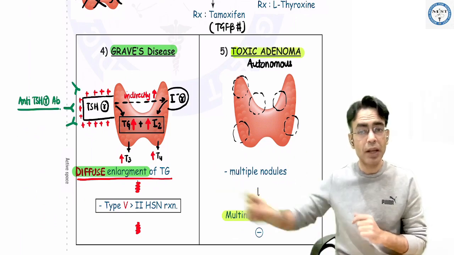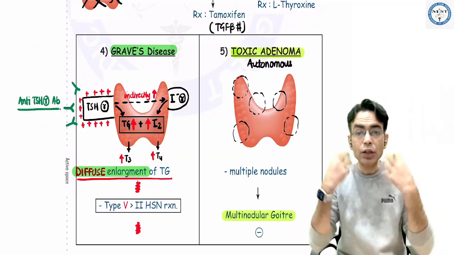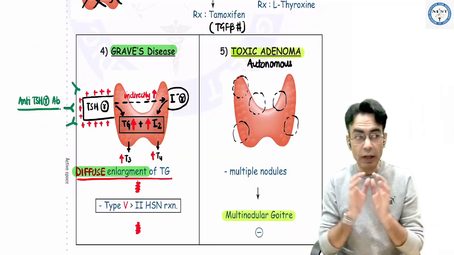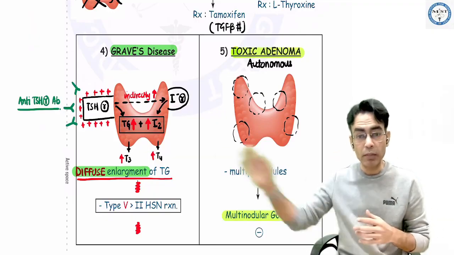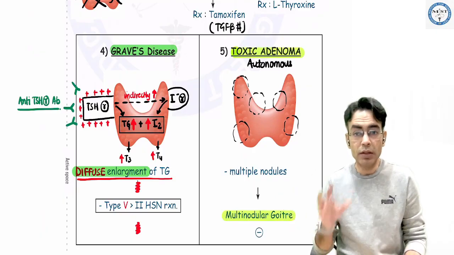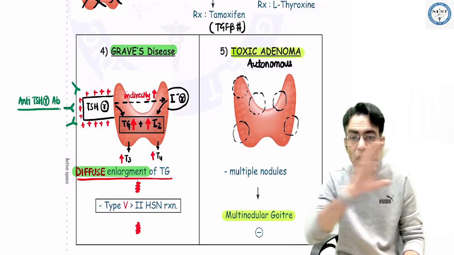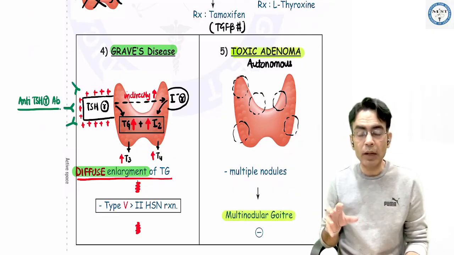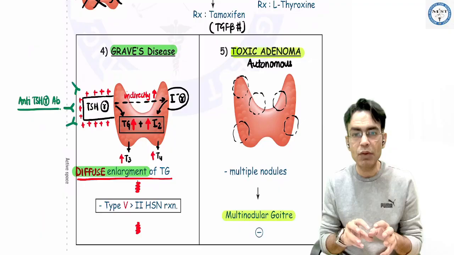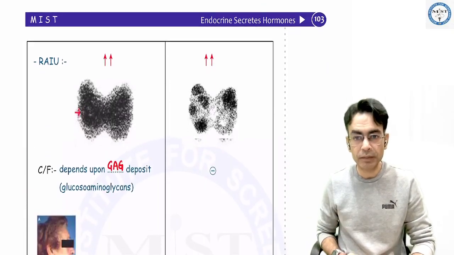In both of them, the radioactive iodine uptake scan will show more iodine being utilized by the thyroid gland. So if they ask you what happens in RAIU in both of these diseases, it will increase, but the pattern will be different. In Graves' disease, because the entire thyroid gland is working more, it will be all black. Whereas in toxic adenoma, because there are some portions of the thyroid gland which are working more, it will give you patchy involvement like this.